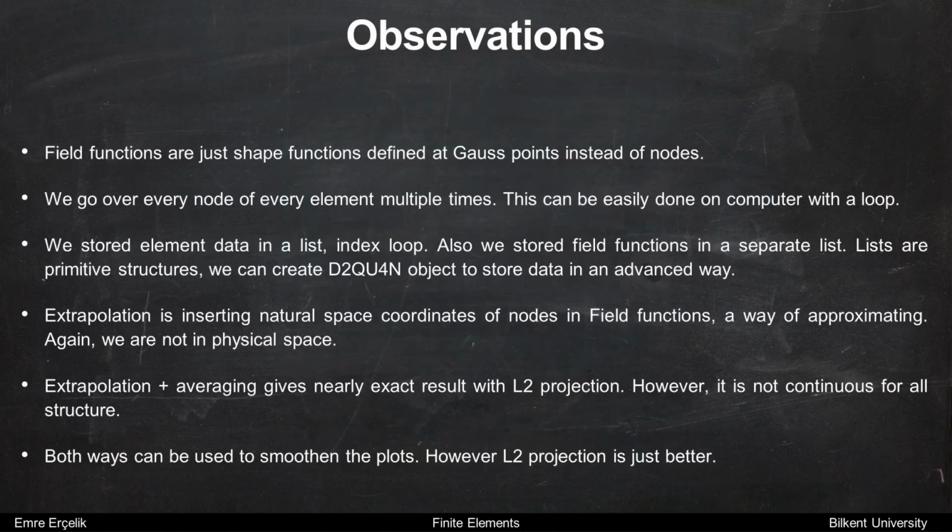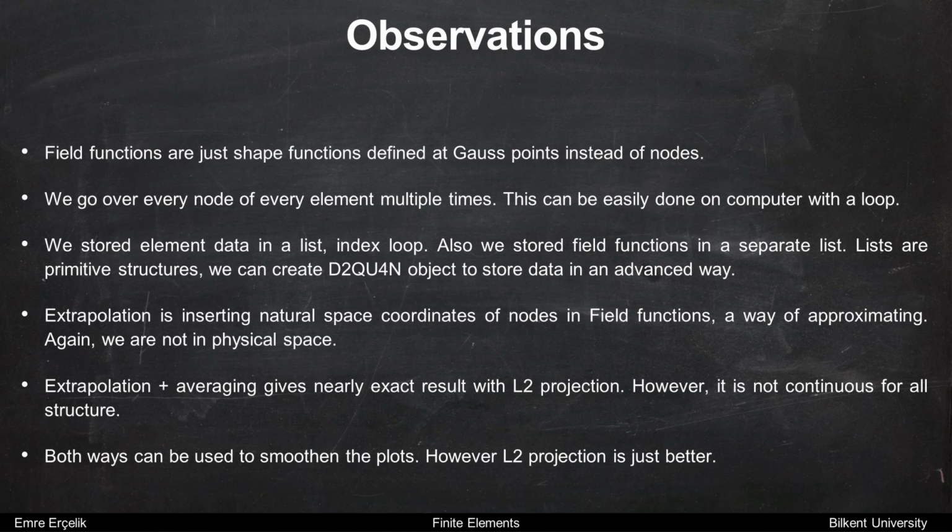Again, we have some observations. Field functions are just shape functions defined at Gauss points instead of nodes. We go over every node of every element multiple times. This can be easily done on a computer with a loop. We stored element data in a list. We called it the index loop. Also, we stored field functions in a separate list. Lists are primitive structures. We can create a D2Q4N object to store data in an advanced way.